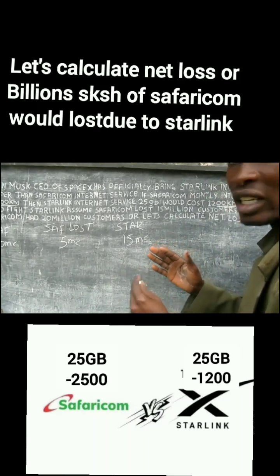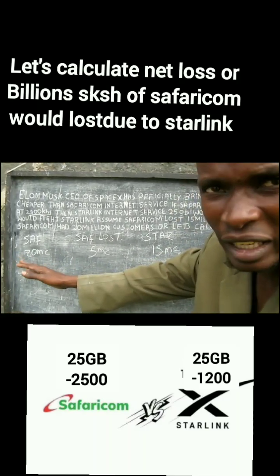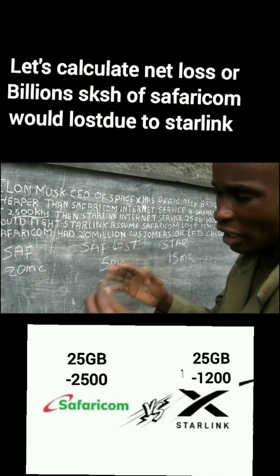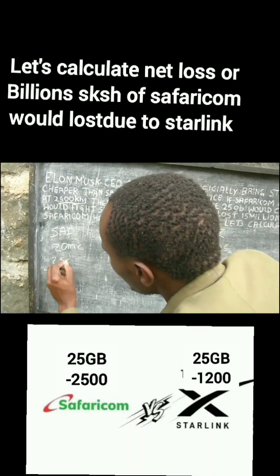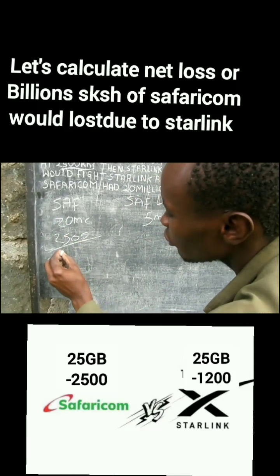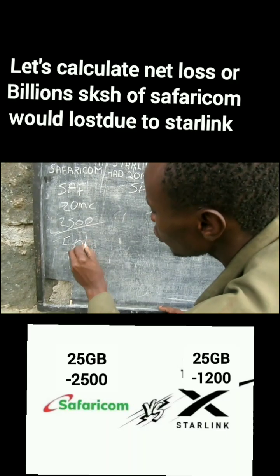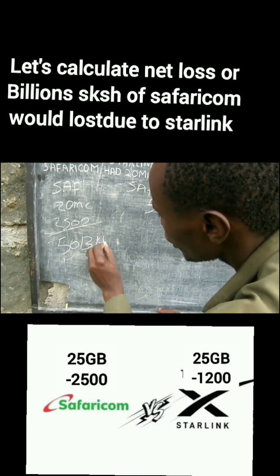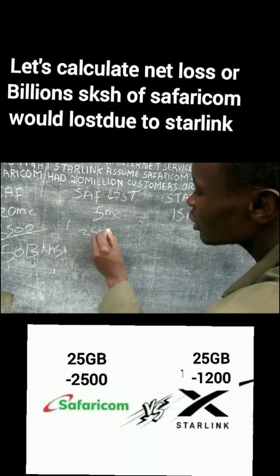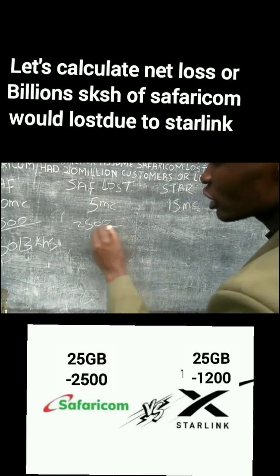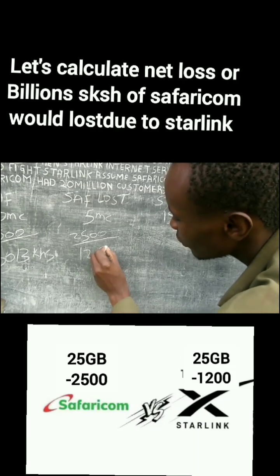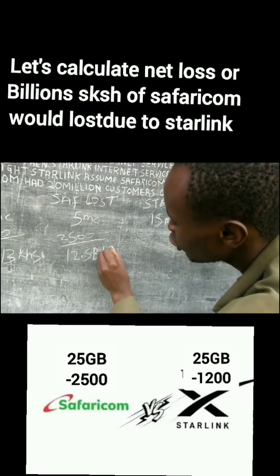Now let's calculate how much Safaricom was making before Starlink came to Kenya. It is believed that Safaricom's monthly charge was 2500. So 2500 times 20 million, which equals 50 billion Kenyan shillings. Let's calculate after Safaricom lost their customers. They still charge 2500 Kenyan shillings. Now 5 million times 2500 equals 12.5 billion Kenyan shillings.